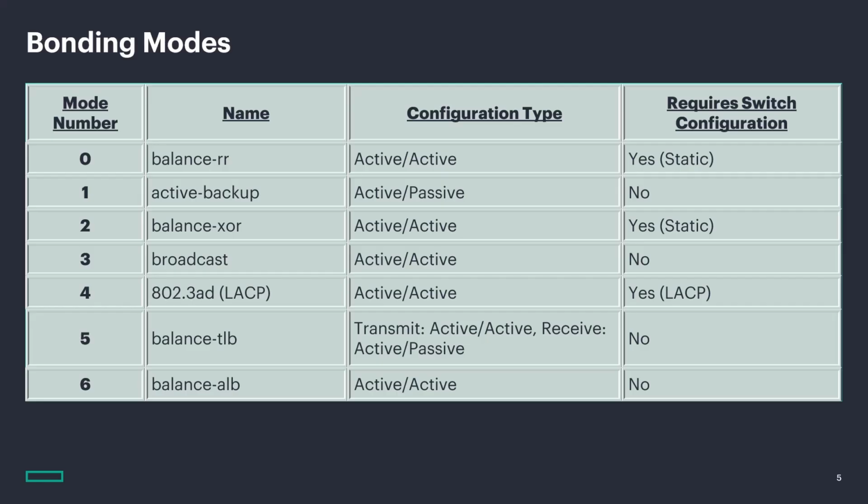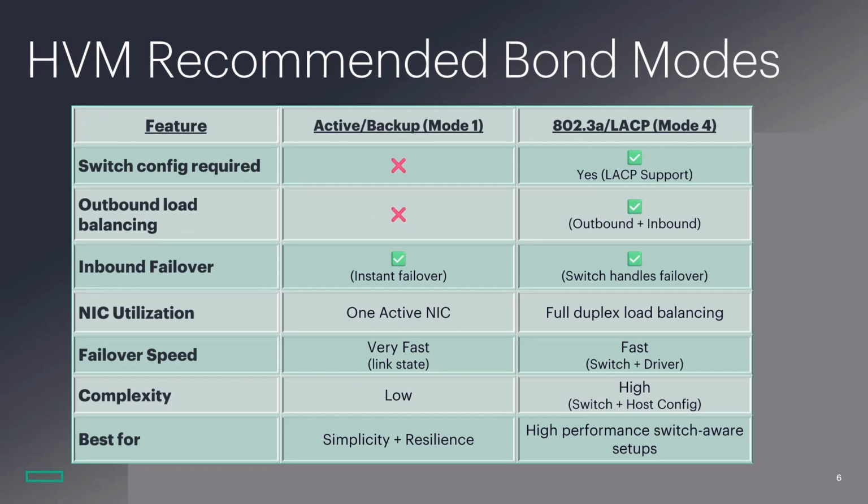Now, for KVM-based hypervisors, the most commonly deployed and operationally recommended bonding modes are active backup for simplicity and resilience, and LACP for switch-aware load balancing where additional throughput is required. That holds true for the HVM hypervisor as well. These are our 2 recommended bonding modes that we support.